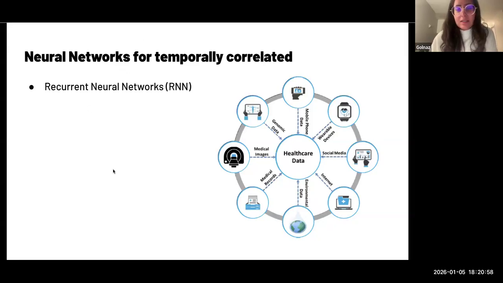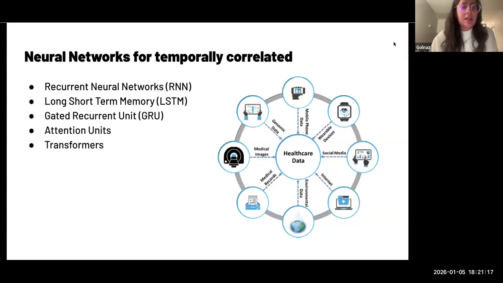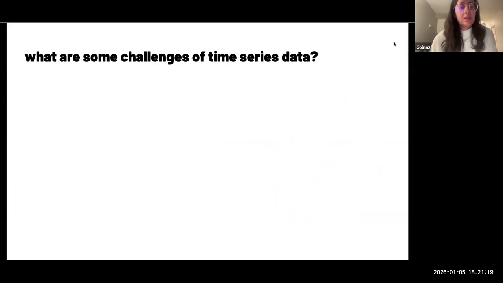In the next few slides, I'm going to go through the neural networks that are particularly designed for temporally correlated data, starting from the first models that were introduced. So recurrent neural networks, then a model called long short-term memory, gated recurrent units, attention units, and transformers.